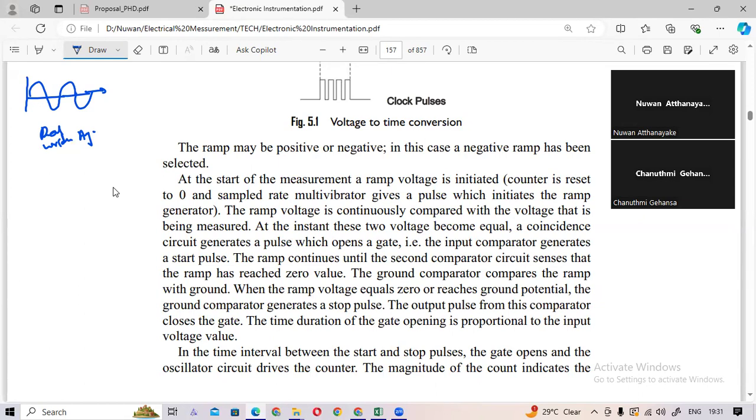But if you want to process this real world parameter in a digital system, basically we need to convert this analog signal, analog information, into digital form. So that is the primary task of ADC.